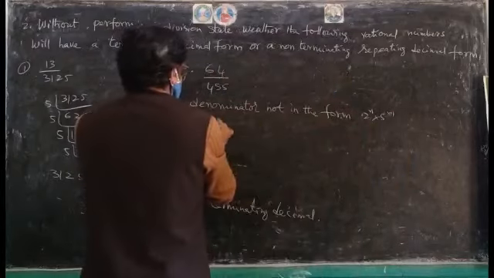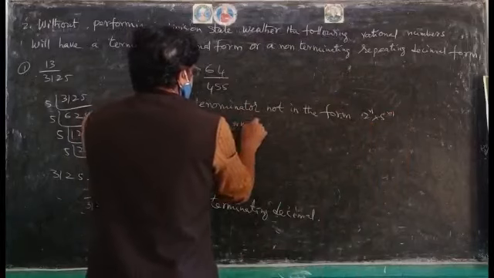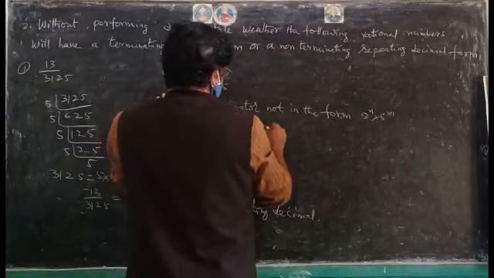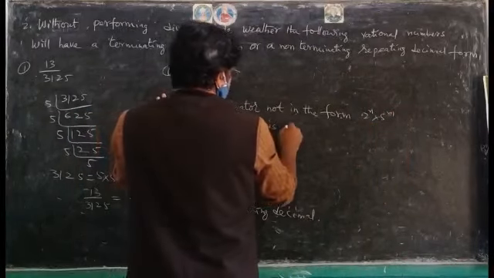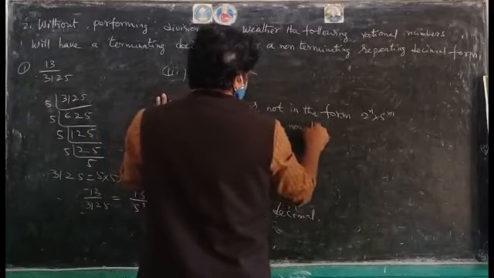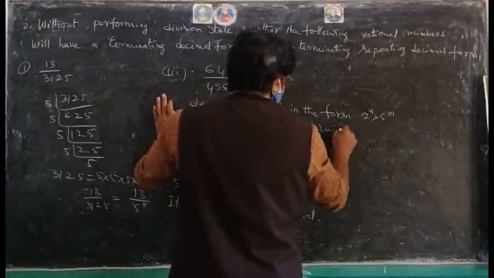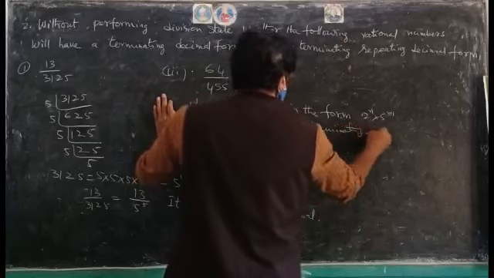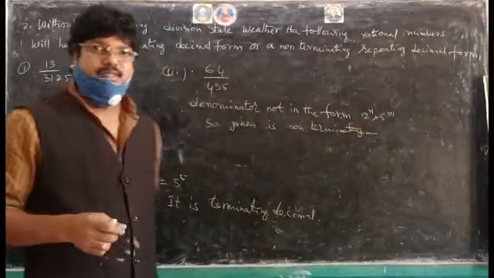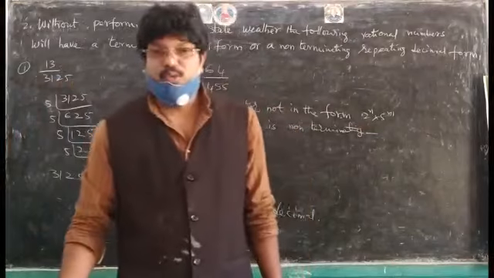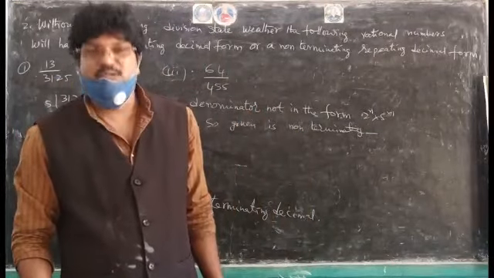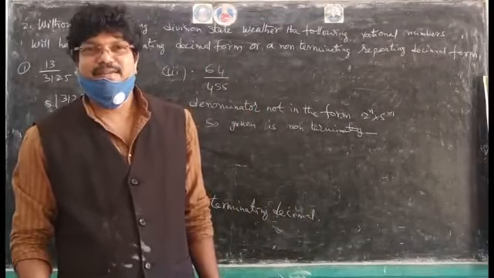So the given number is non-terminating. Children, do the remaining in exercise 1.3. See you later. Bye.